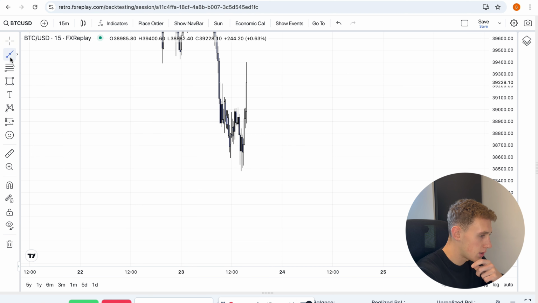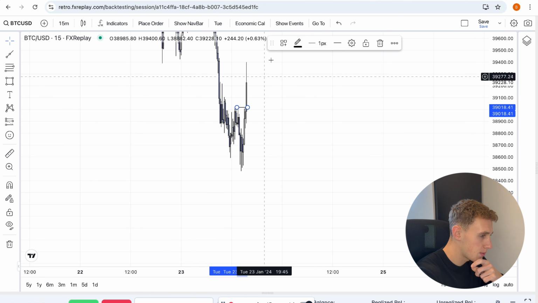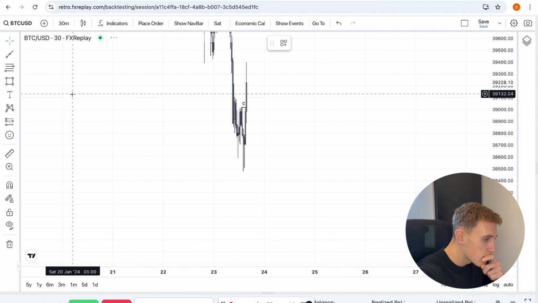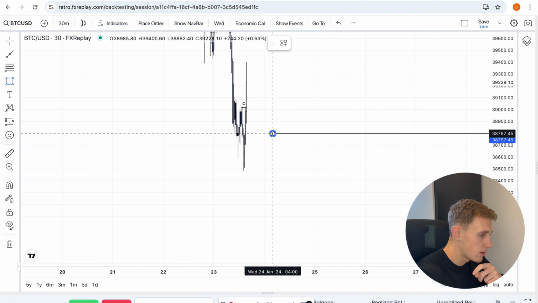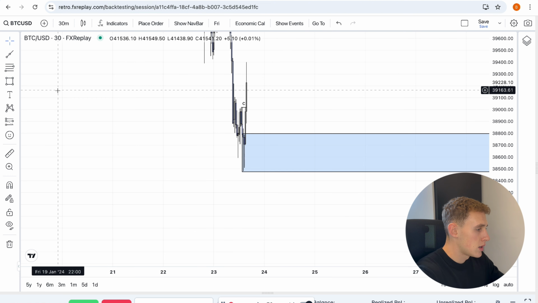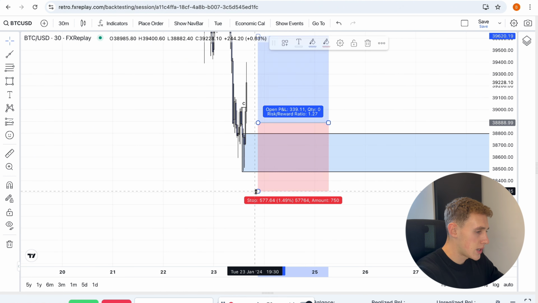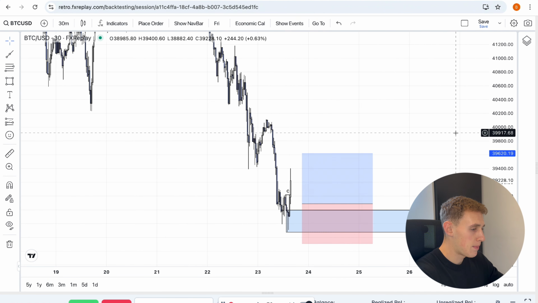There we go. So we've started to see that shift bullish. We have this sort of demand area. Right, I'm going to enter there. Stops slightly below in case price wants to re-grab those lows.